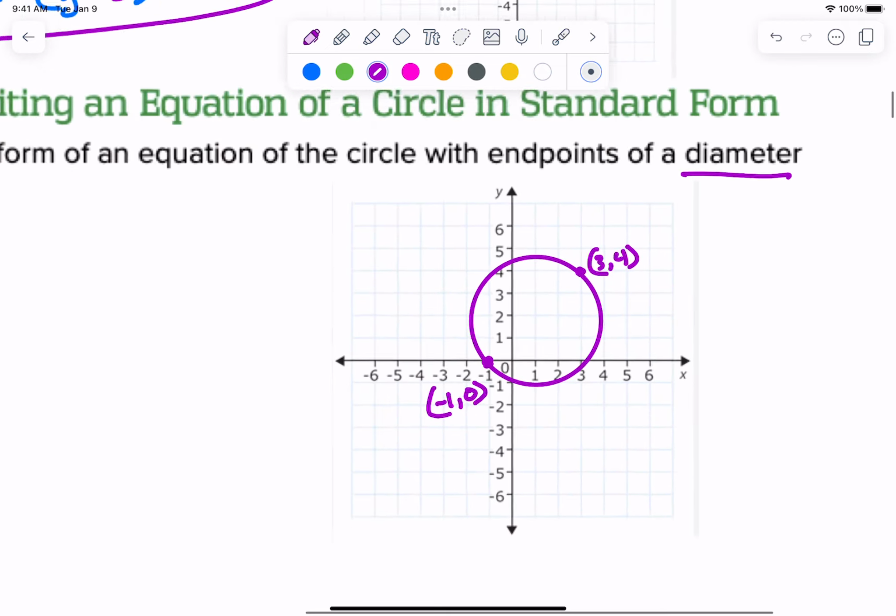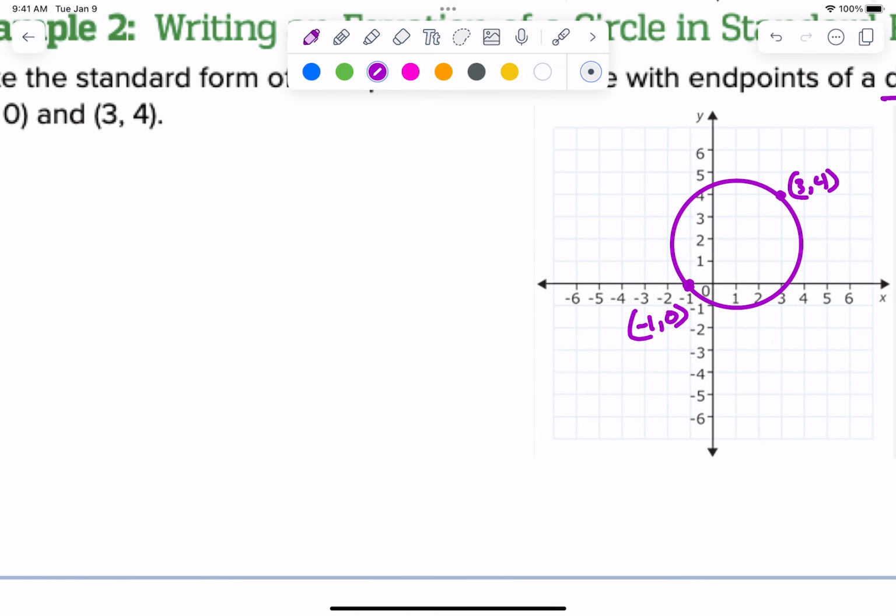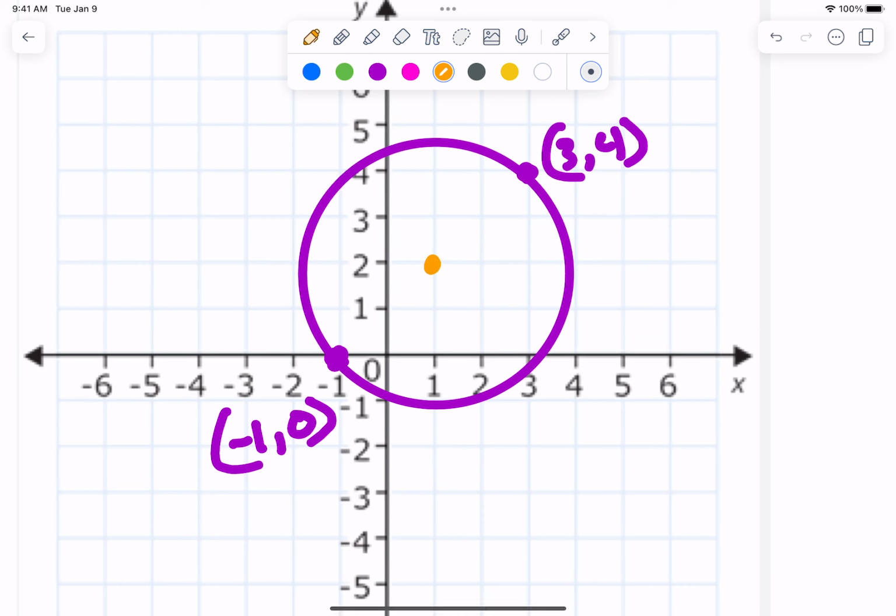What 2 pieces of information do you need to write the equation? Center. Do we know the center? No. Do we know the radius? No. We don't know either one of those. If I'm trying to find the center, how do I find the center? The midpoint. Are we sure that they're across from each other? Yes. Because it says the endpoints of the diameter, and the diameter goes all the way across. Good question.